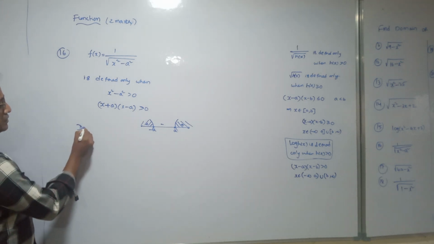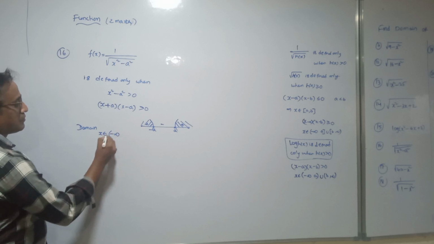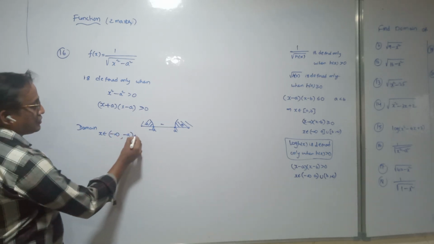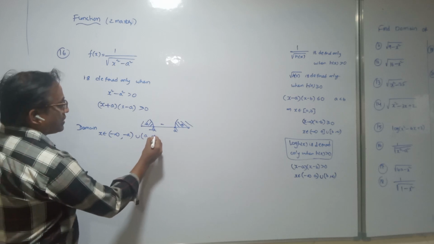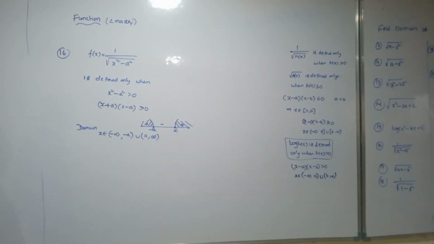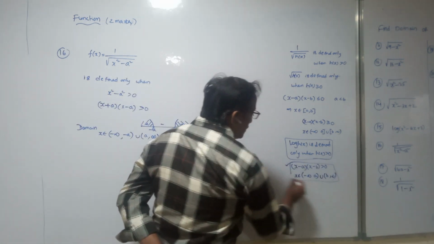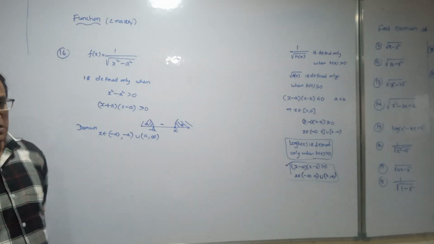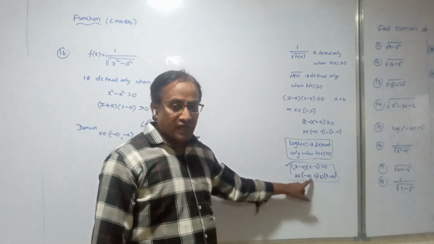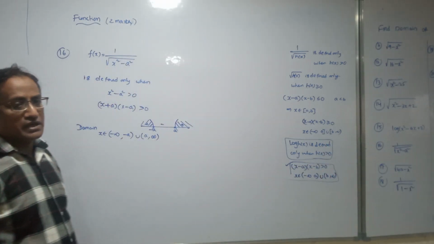So the domain is x belongs to minus infinity to open minus a union open a comma infinity. This is the domain. Or otherwise you can follow this definition. x minus a into x minus b greater than 0, then x belongs to minus infinity to a union b comma infinity.